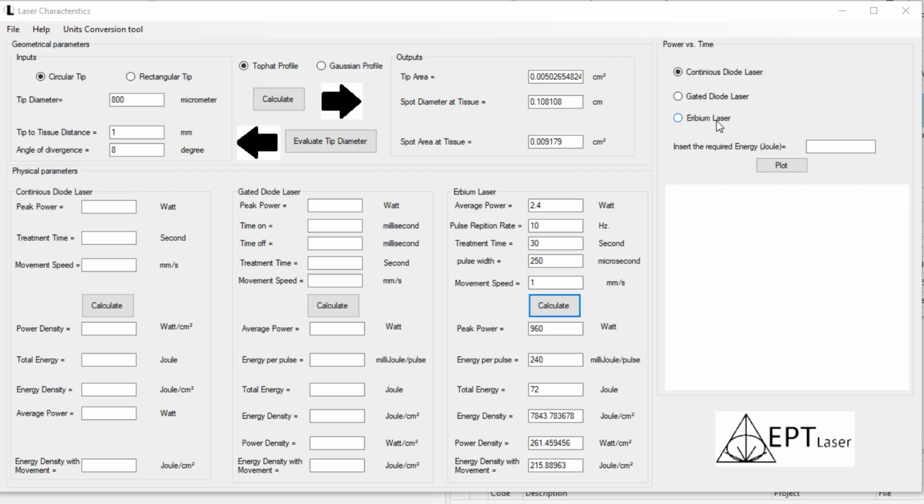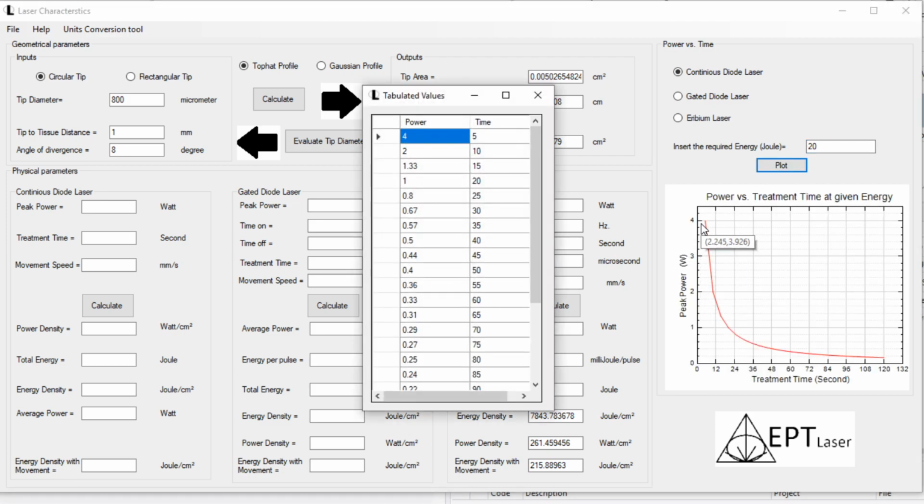The third sub-window is the power versus time. So we can plot a power versus time graph for any given energy. For example, for a continuous dye laser, I'm looking for a 20 joule. I can plot a curve between the peak power in watts and treatment time in seconds, where every point in this curve will give me a 20 joule as an energy. The table generated will give you the exact number to a second digit between the power and the time.